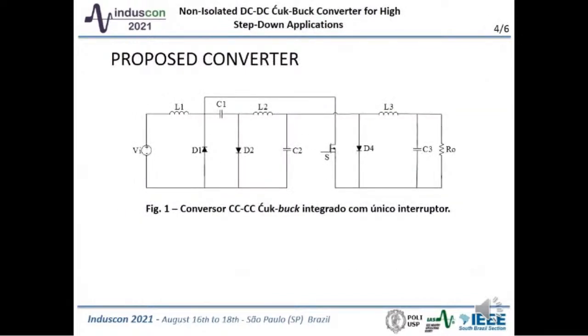Knowing that it is possible to obtain a cascade converter with a single switch as long as they share a common node, the cascade Cuk converter was combined with the buck converter. To obtain the topology with a single switch, the graft scheme technique was used. The obtained converter has three diodes, three inductors, three capacitors, a single switch, and a load.